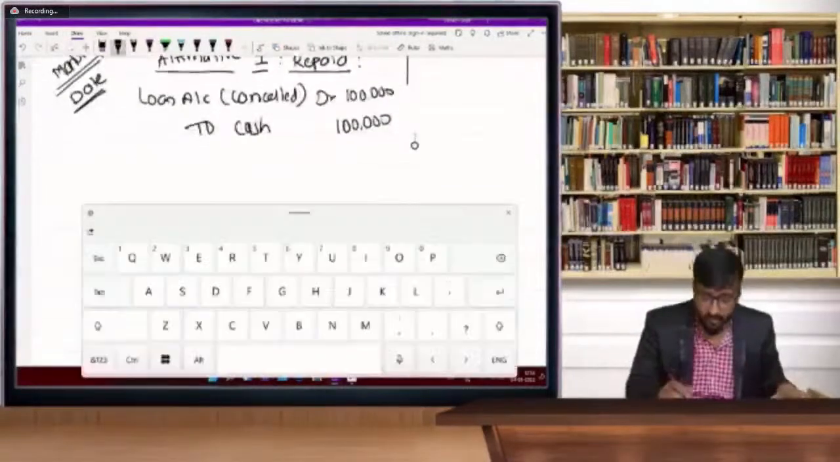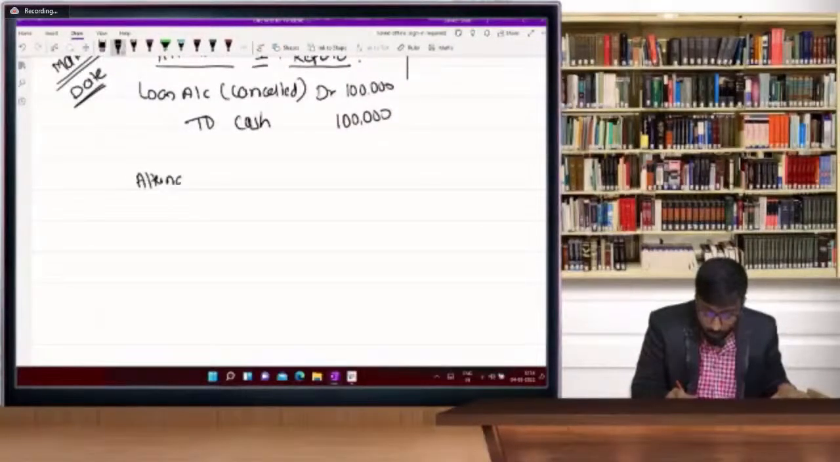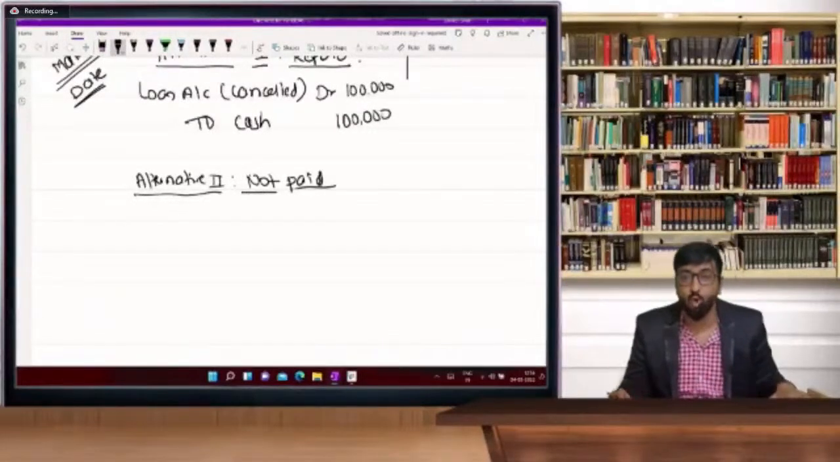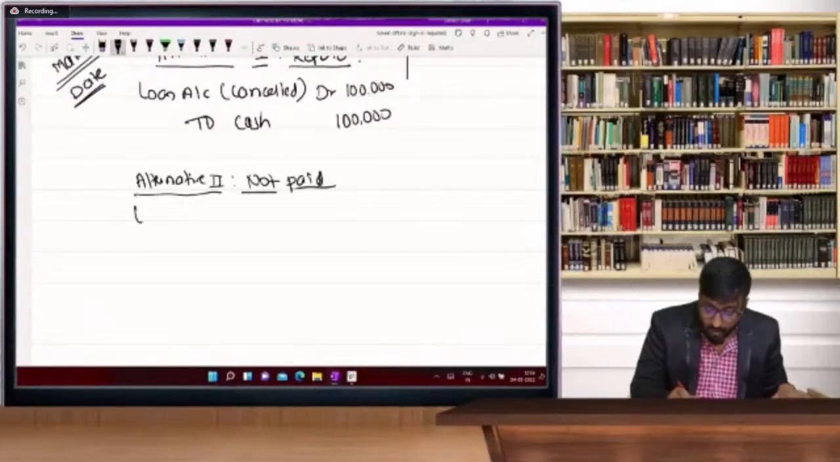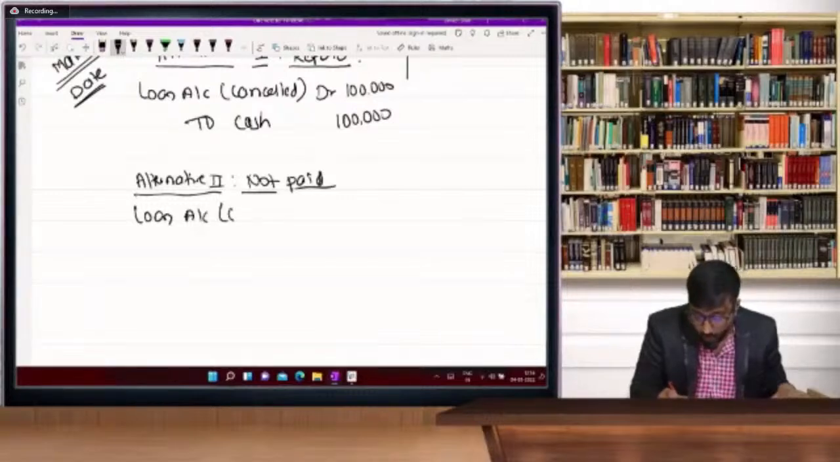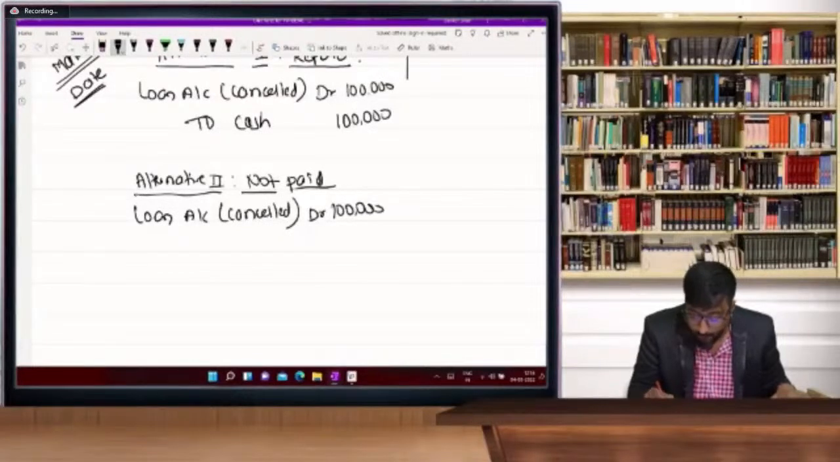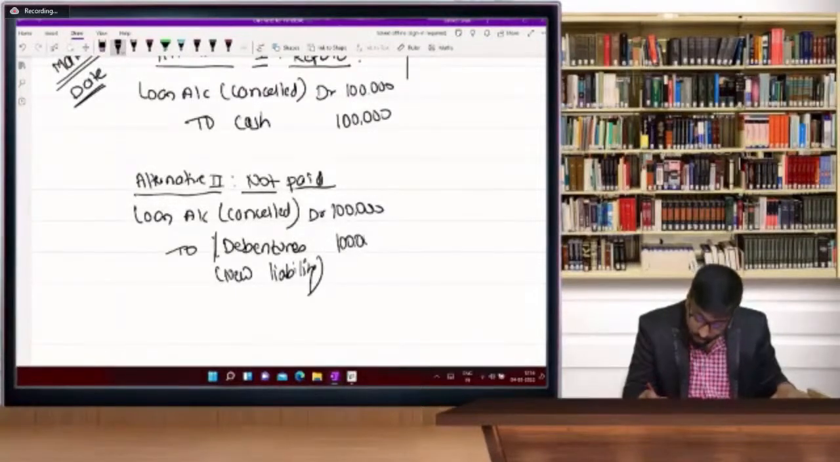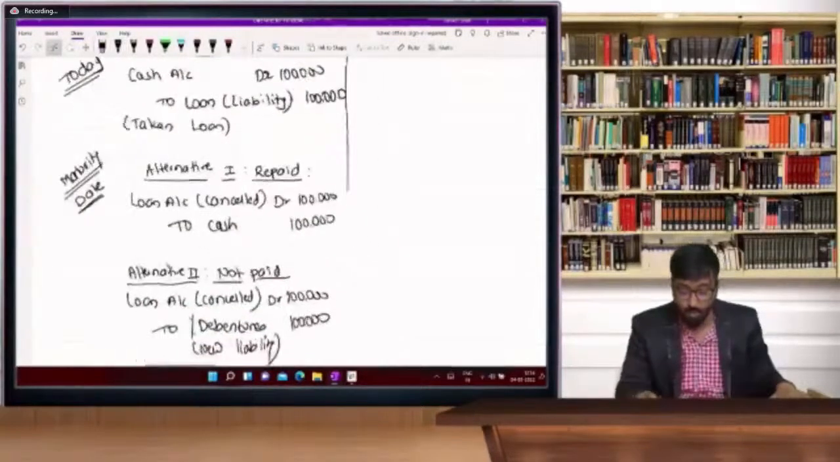And what is alternative 2? Alternative 2 is not paid the loan. Loan is not paid. What is the entry? Loan is going to cancel, beta. But what is your new liability? New liability to debentures. So it's a new liability. You issued your company's debentures. So this is called option number 1.